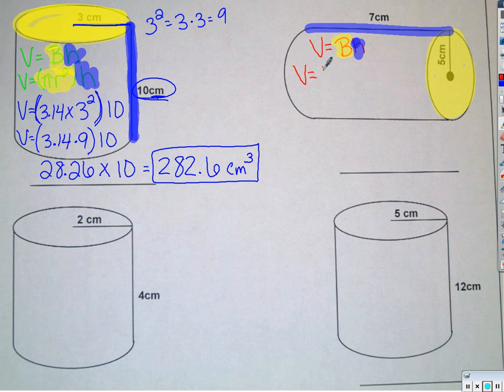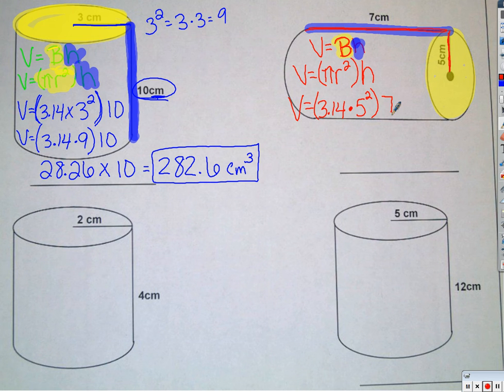So volume equals our big B, this right here, stands for area of the base. And to find the area of a circle, we have pi r squared. Then we're going to multiply that by the height of the cylinder. Now we can plug in our numbers. 3.14 times our radius. Here's our radius right here. Radius is 5 centimeters. The second power times the height of the cylinder, which is 7.